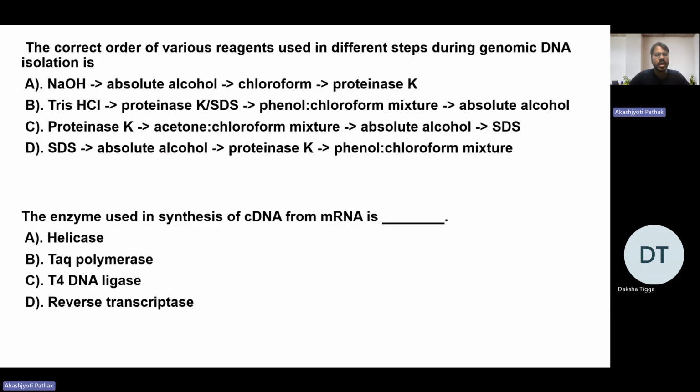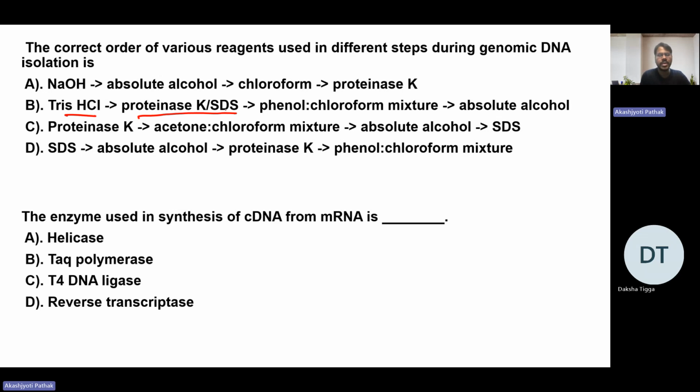Okay. So the correct order of various reagents used in different steps during genomic DNA isolation is what? If you remember the steps, first you have to resuspend the bacteria, so you treat it with Tris-HCl buffer, EDTA and glucose. After resuspension, you treat it with proteinase K and SDS. Proteinase K and SDS will lyse the membrane, and will also degrade the histone proteins with which your DNA is associated.